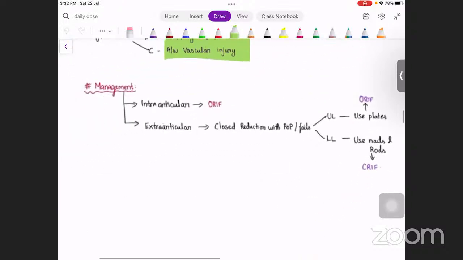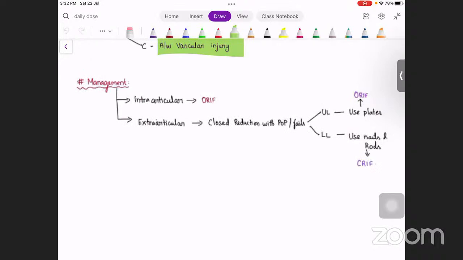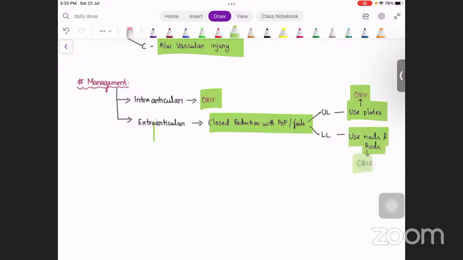Then you have fracture management. Intra-articular one, open reduction and internal fixation. If it is extra-articular, then closed reduction with POP, or if the POP fails, for upper limb, use plates followed by open reduction and internal fixation. While for lower limb, you can use nails and rods and you can do closed reduction and internal fixation.